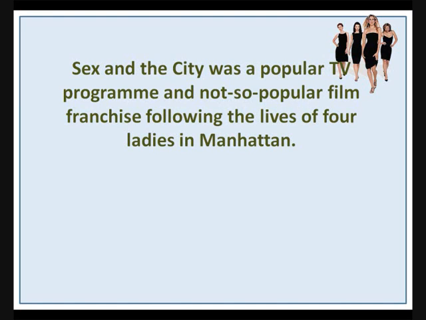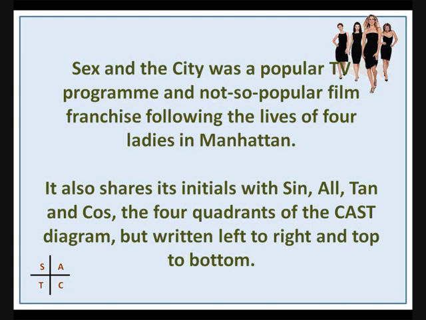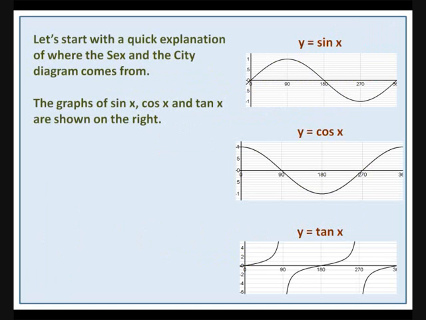Sex and the City was a popular TV programme, a not-so-popular film franchise, following the lives of 4 ladies in Manhattan. It also shares its initials with sine, all, tan and cos, the 4 quadrants of the CAST diagram, but written left to right and top to bottom. Let's start with a quick explanation of where the Sex and the City diagram comes from.